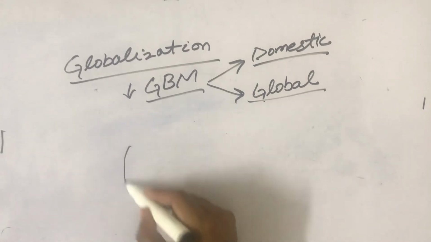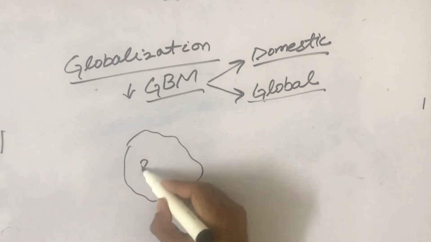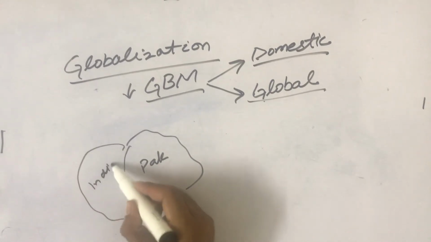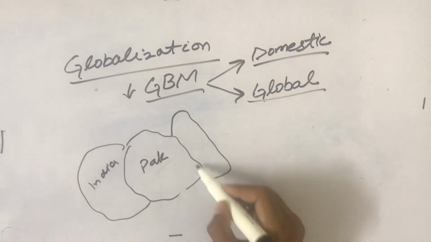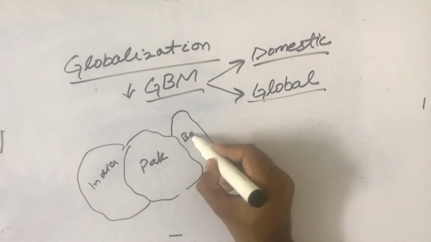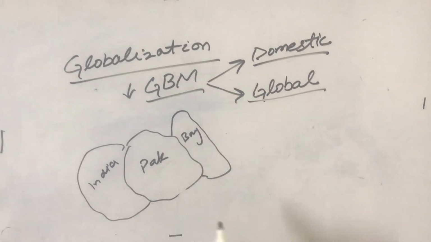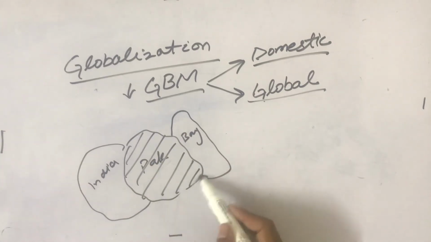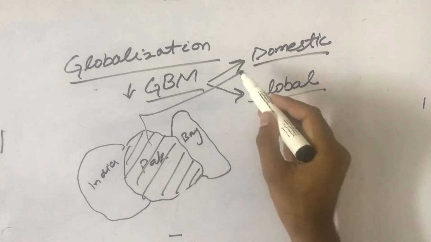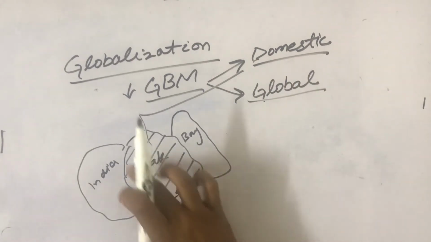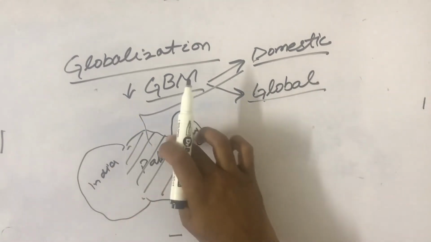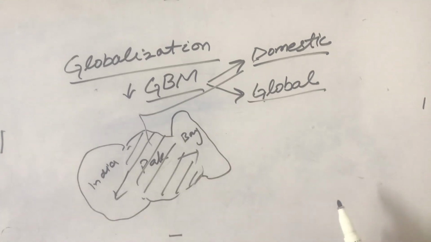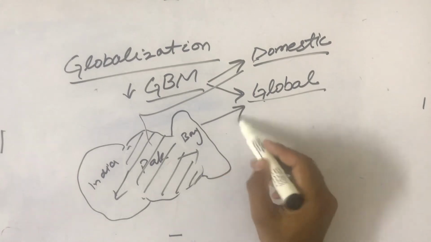Let us suppose that we are in a country, Pakistan. Suppose there is India, and so on. Whenever we were operating in the country Pakistan, that means we were doing domestic business. But now we are eliminating the physical barriers and operating within other countries as well, India and Bangladesh. So this is basically globalization.